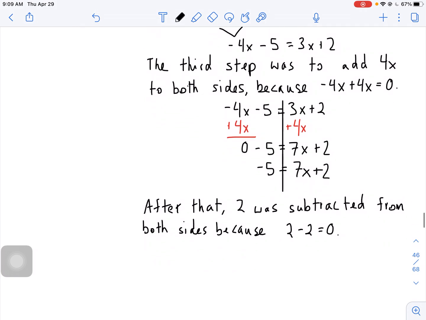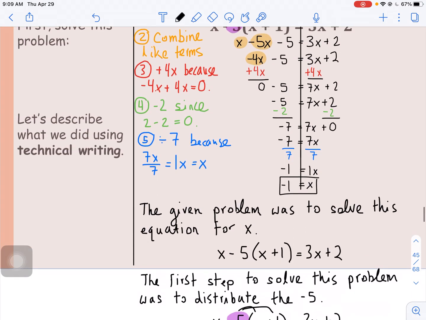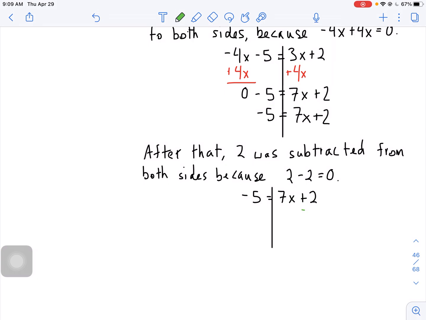So here's our problem. Draw the line. Let me see what color we used. Green. Minus 2, minus 2. Negative 7 equals 7x plus 0, or negative 7 equals 7x.